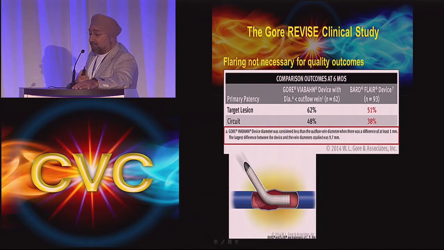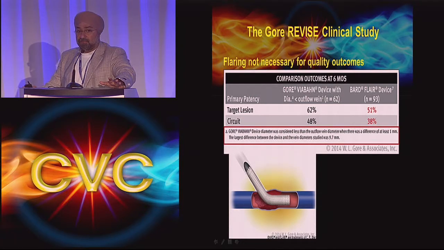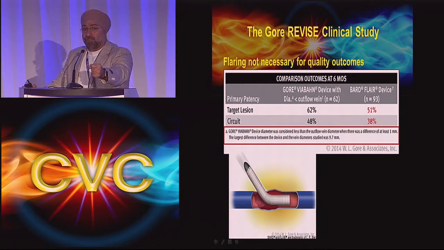The important thing, I look at it very simplistically, is that the more you mess with the vein, it's a natural response for the body to say, I don't like it, and it pushes back. That is a fibrotic response.